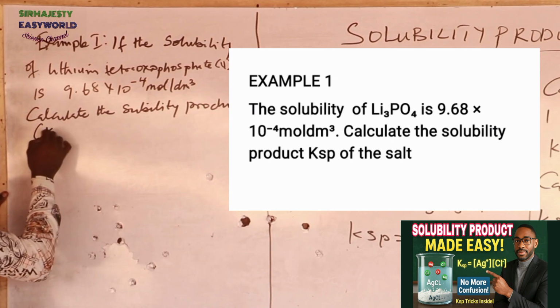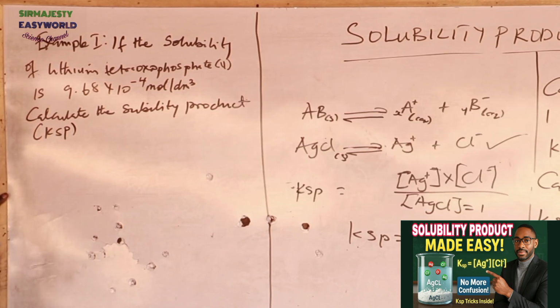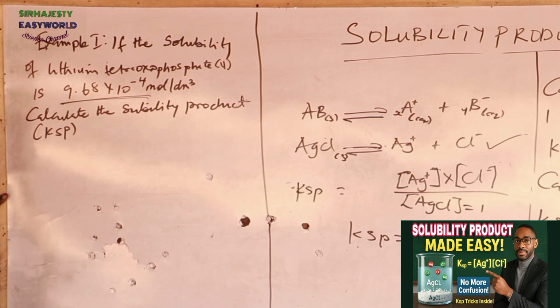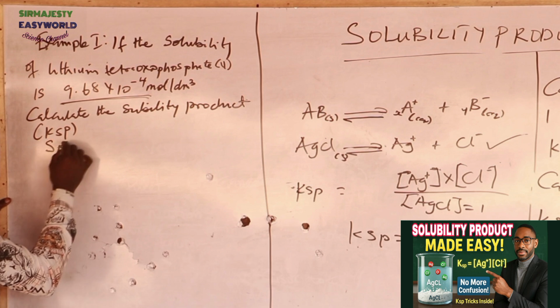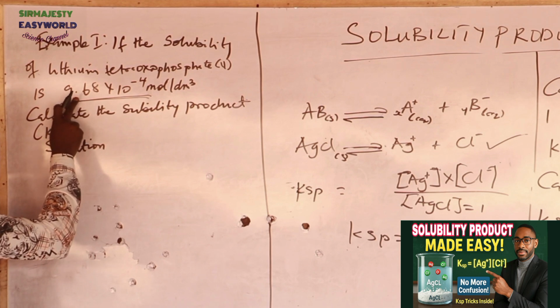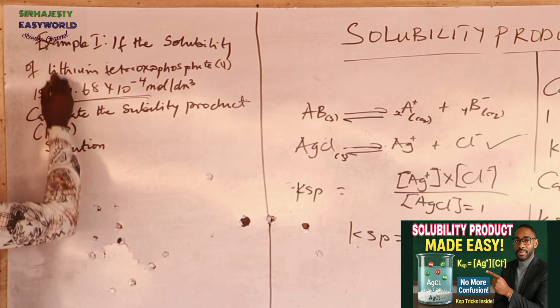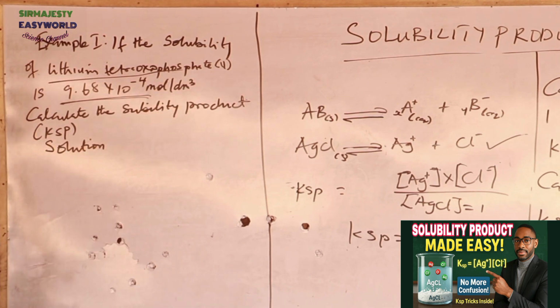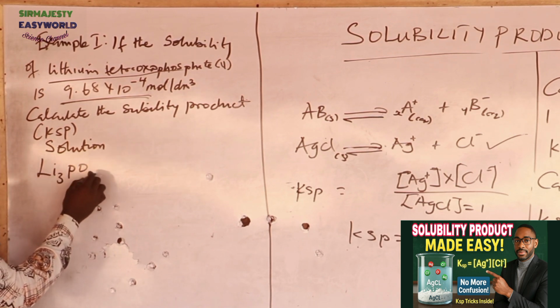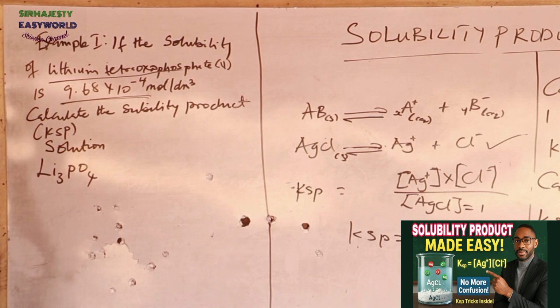The solubility product is marked Ksp. Remember, this figure is not practically obtained. I just quoted a number to help us solve, okay? Solution. What we are going to do here first is find out the figure and write the formula of the compound, lithium tetraoxophosphate 5. This should be Li3PO4. This should be the correct thing.